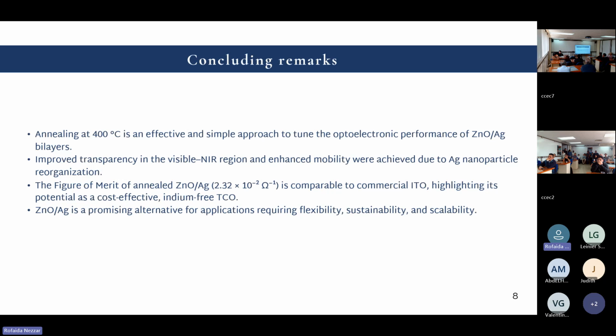So to summarize, here are the main takeaways from this work. Annealing has proved to be an effective but simple method to tune the optoelectronic properties of zinc oxide bilayers. Besides, the whole process led to enhanced transparency, high carrier mobility, and an overall balanced performance that is comparable to indium tin oxide. This study also highlights the potential of zinc oxide bilayers as a low-cost and environmentally friendly alternative, and they could also be promising for applications that require flexibility and scalability.